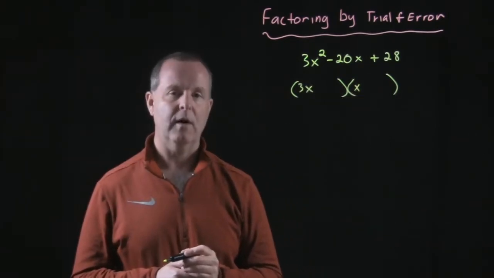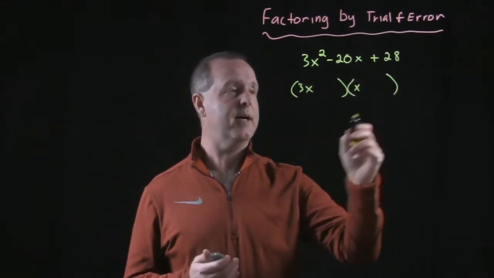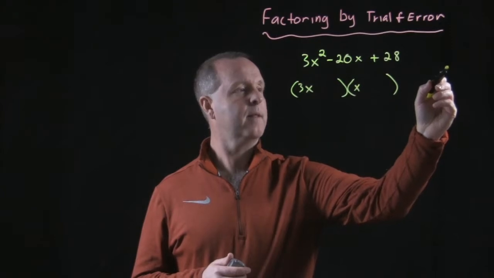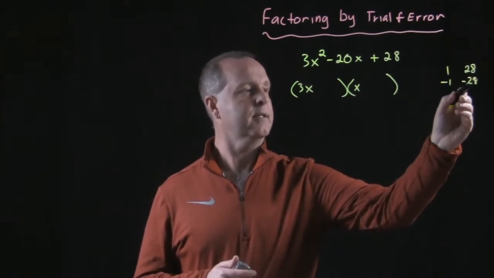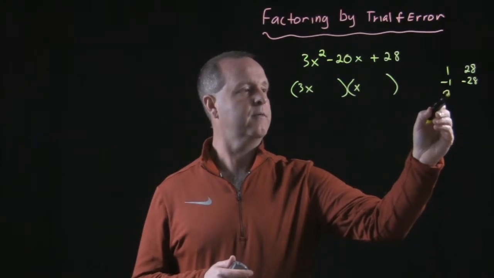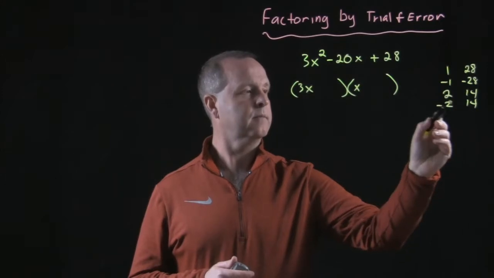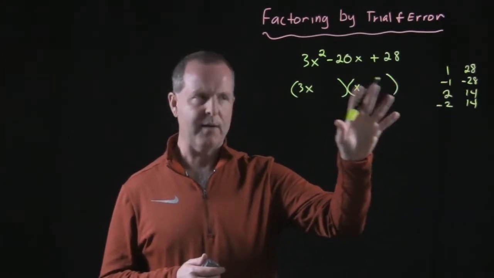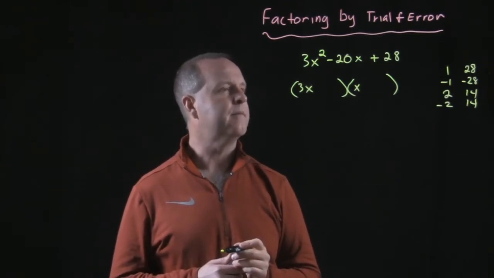Then I want to look for all the ways that I can get a 28. And that's a positive one, so I have 1 and 28, negative 1, negative 28. 2 and 14, negative 2 and negative 14. So far that process is not too bad. We've done that before. And then I have 7 and 4.